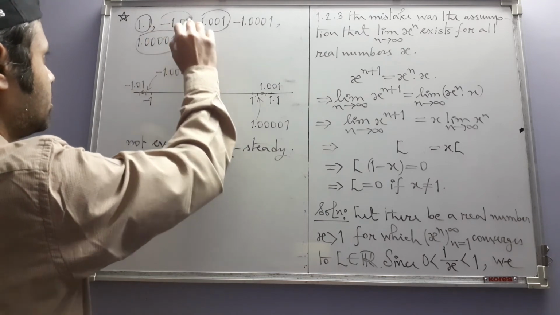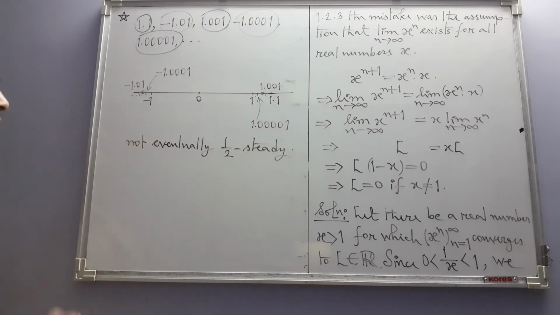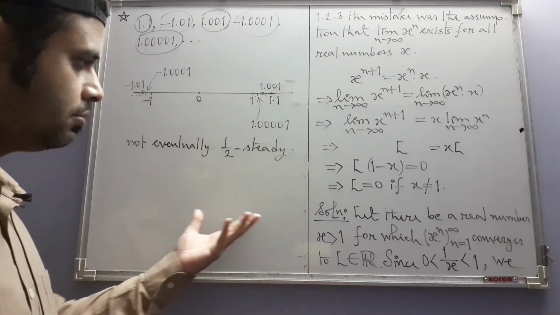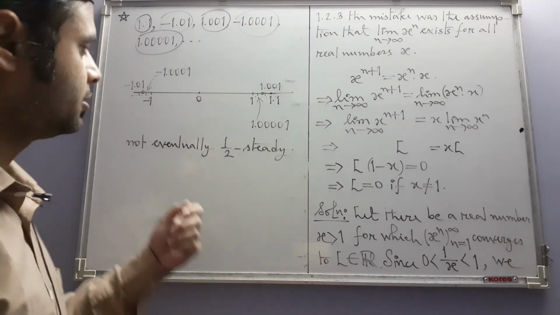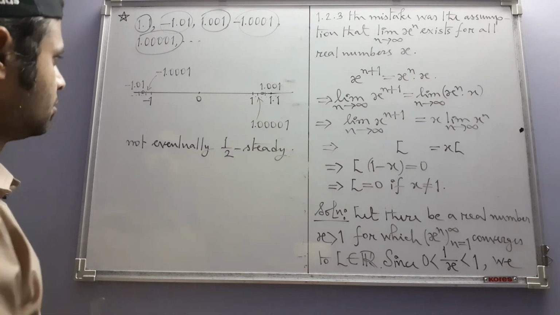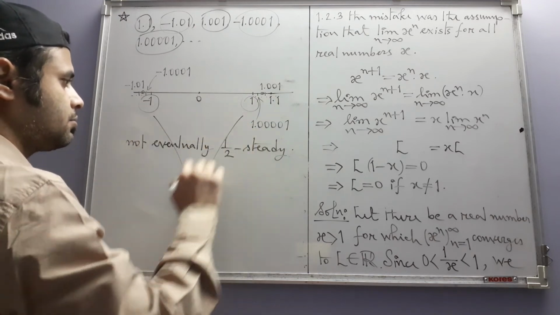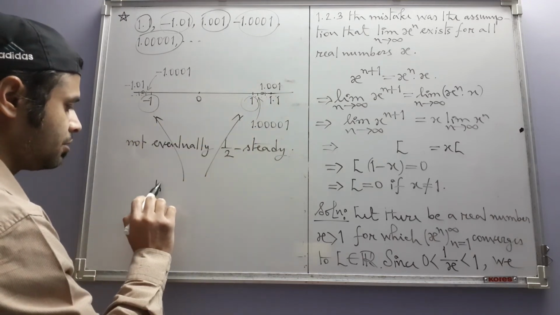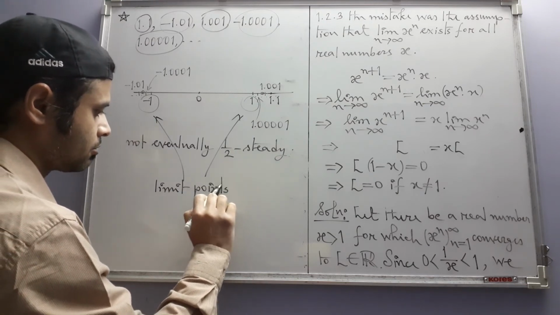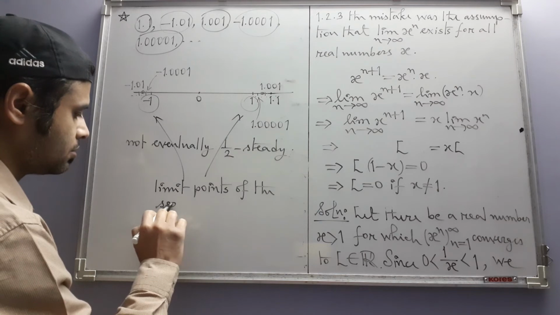Just like that, the negative parts, all of them are less than -1, but they are also getting closer and closer to -1. So the sequence as a whole is not getting close to anything in our usual sense of convergence, but parts of it are getting accumulated somewhere. So we say that -1 and 1 are limit points of the sequence, of this above sequence.